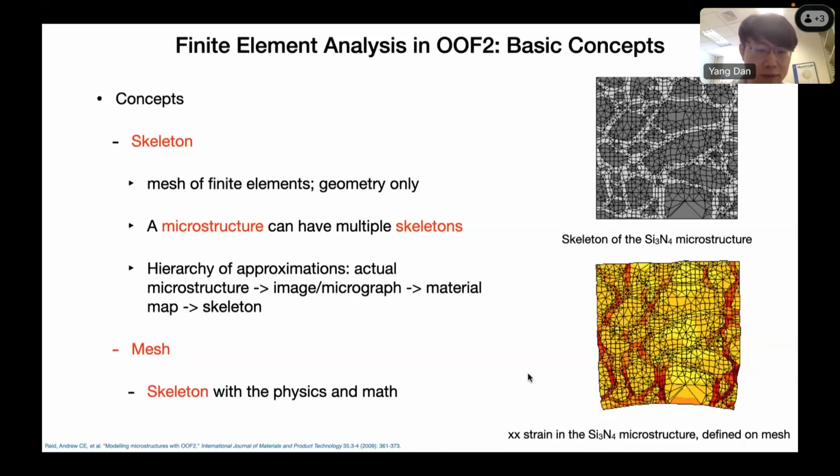So that's the skeleton, and another important concept is the mesh. The mesh is almost the same as the skeleton, but it is defined with physics and math. We have physics quantities and equations that can be used and defined on a mesh. And with that, we can then define our problem and continue to solve it. Yeah, so those are the important concepts that I want everyone to know here about how UF2 works.